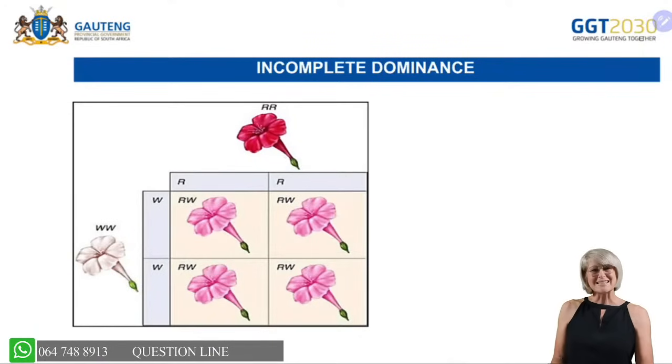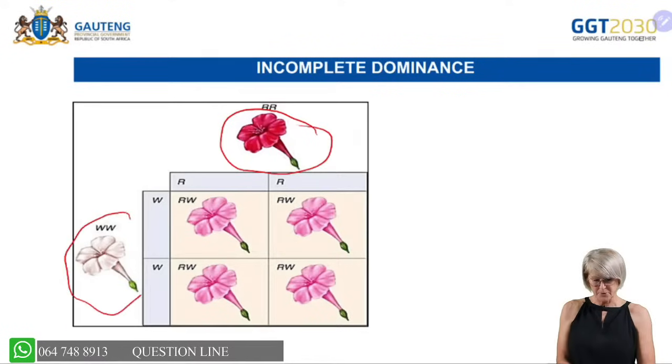Right, then we look at the second type of inheritance, and that is incomplete dominance. Here we have two different colors of flower. If we look at the offspring, the parents would be P1 and the offspring is F1. We can see that they are different. They don't look the same as the parents. So we have a red flower and a white flower. When we cross them, we have pink flowers.